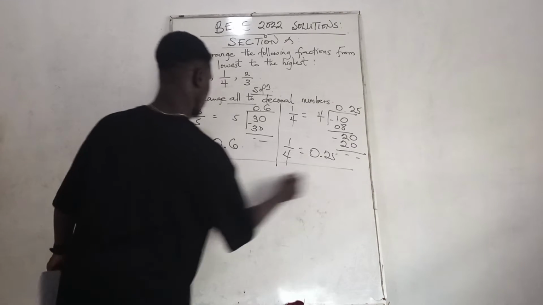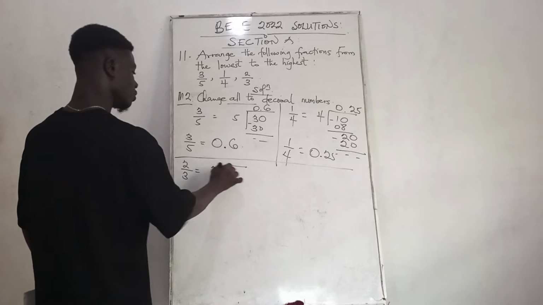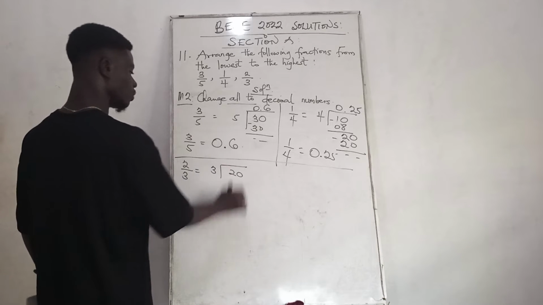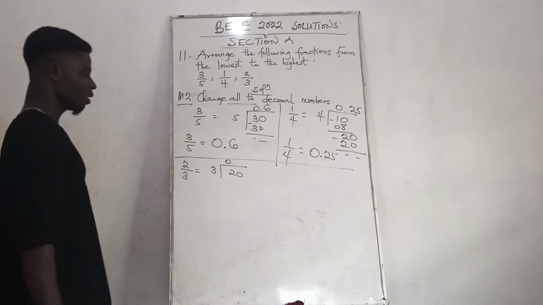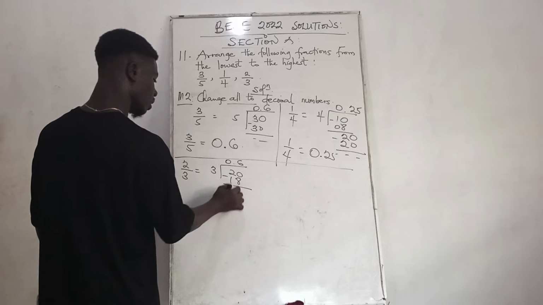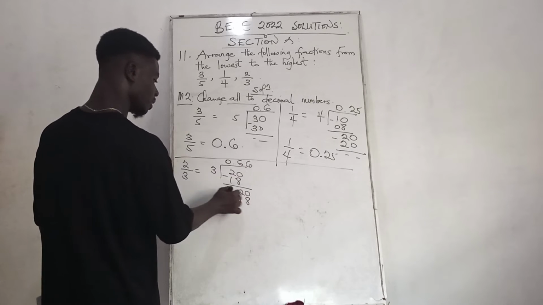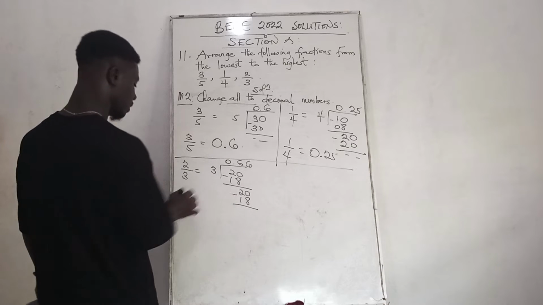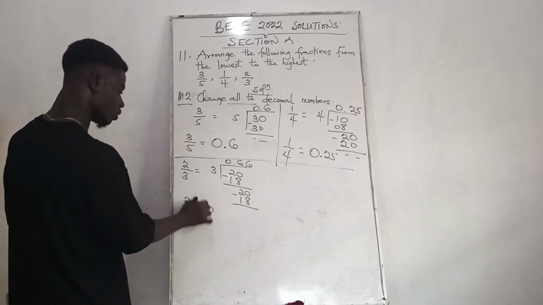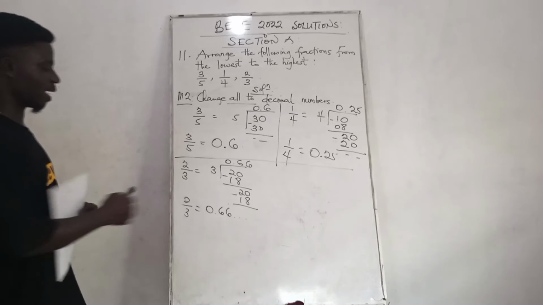So let's see for our 2/3. 2/3, which is 3 out, 2 in. 3 cannot go into that, so 0, then our 0 point. 3 into 20, which is 6. 6 times 3, 18. Subtract, which is 2, 0, then 6. Then still 18. So now we can see that 2/3 is equal to what? 0.66. So it continues as that, right?